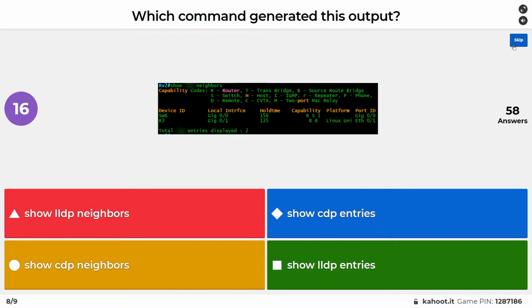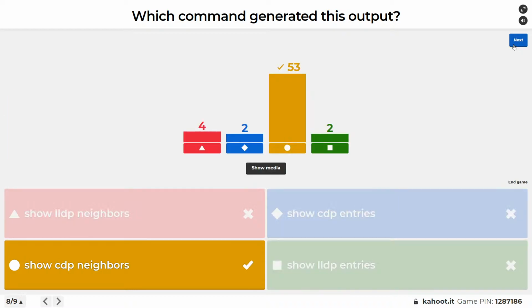CDP is definitely proprietary to Cisco, as is EIGRP, even though for both of those, they have opened up and they allow other vendors to use some of their technology. But if it ever comes up in a dark room, which one's proprietary? It'd be CDP. All right, which command generated this output? It is show CDP neighbors. Look at that. Whoa, just crushing it.